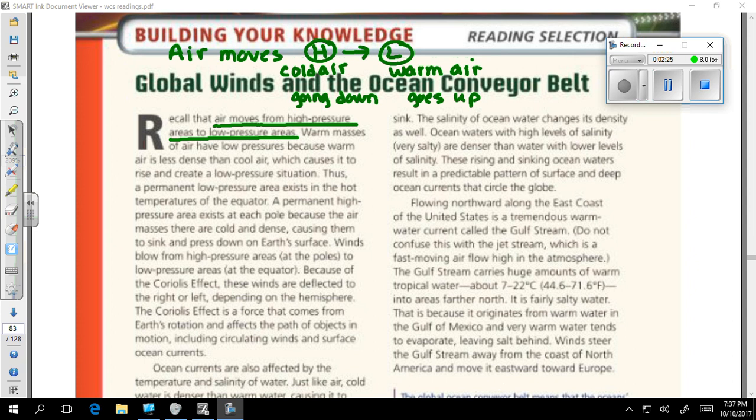So remember that air moves from areas of high pressure to low pressure. So that cold air goes down, has a lot of force on the ground, moves to the low pressure, because it's warmer, and it goes up, so it's exerting less force on the land, so it's a low pressure.